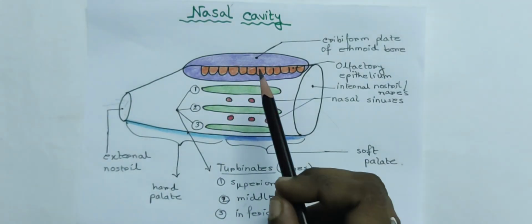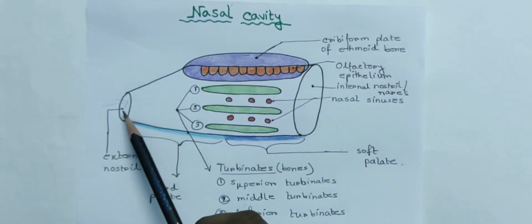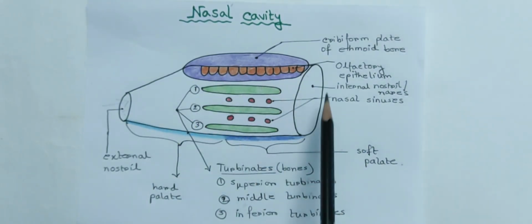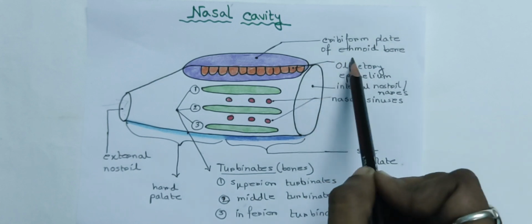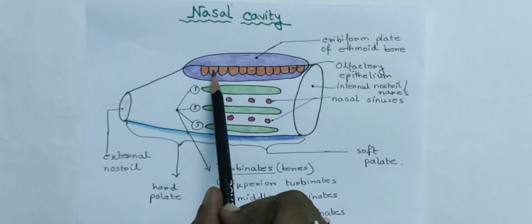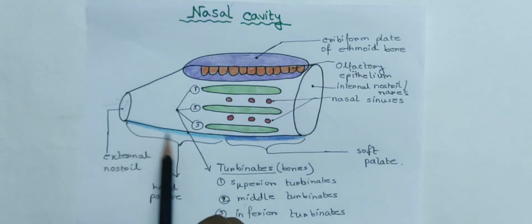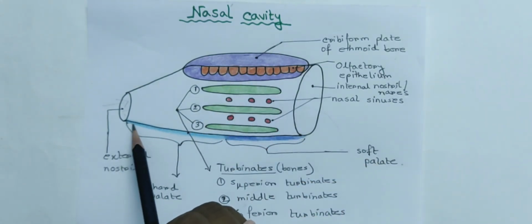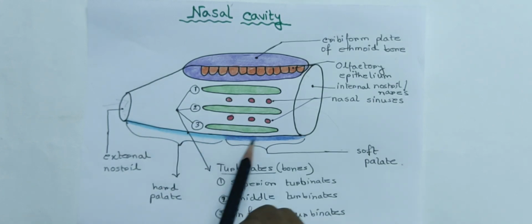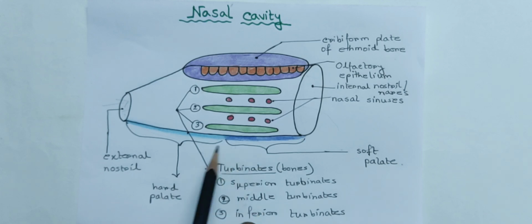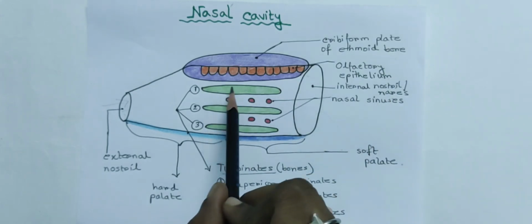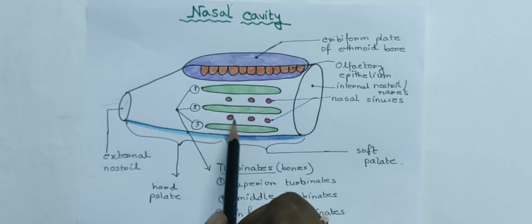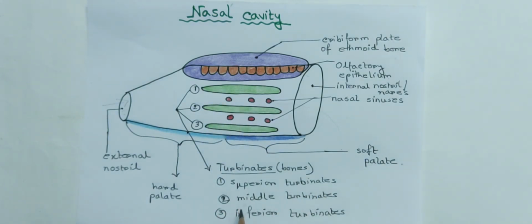Next, this is the nasal cavity. This is the external nostril and this is the nasal cavity. Above the nasal cavity there is a bone named the cribriform plate of the ethmoid bone, and there is an epithelium called the olfactory epithelium. Below the nasal cavity, the first part is called the hard palate and the second part is called the soft palate. Within the cavity there are two important things, turbinates and nasal sinuses. These green portions are turbinates. There are three turbinates: number 1, superior turbinates, number 2, middle turbinates, and number 3, inferior turbinates.